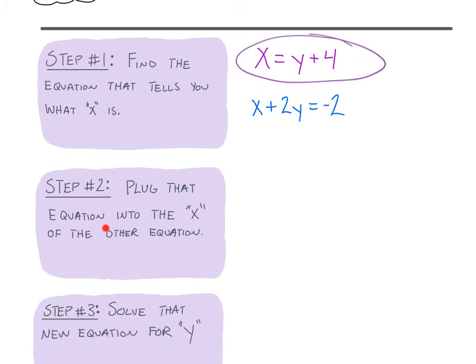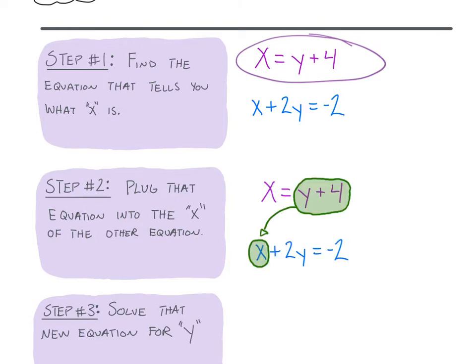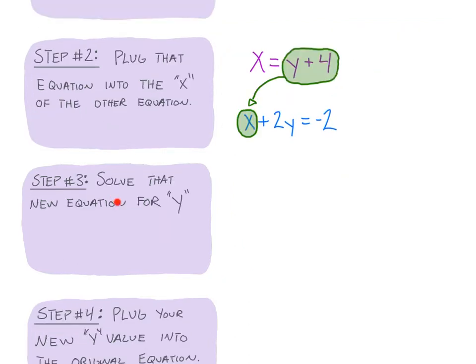Plug that equation into the x of the other equation. And that's going to look like this. Boom. Now let's move on to step 3. Step 3 asks us to solve that new equation for y. So our new equation looks like this. And now we're just going to solve for y, or isolate y, and get it all by itself.